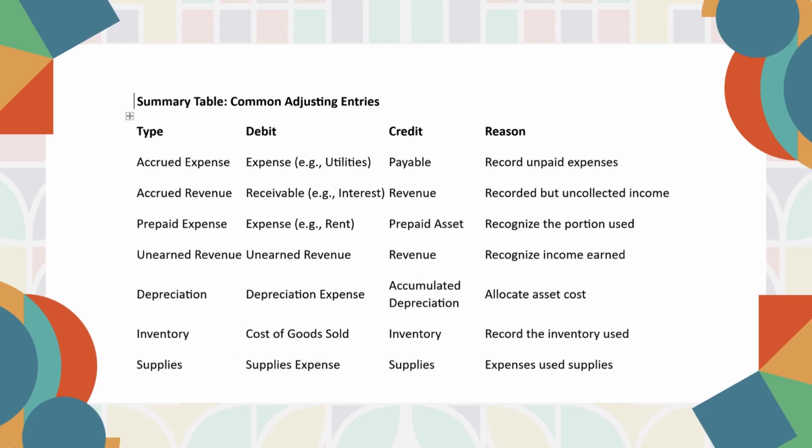Summary table, common adjusting entries: type, debit, credit, reason. Accrued expense, e.g. utilities payable, record unpaid expenses. Accrued revenue, receivable, e.g. interest revenue, recorded but uncollected income. Prepaid expense, rent, prepaid asset, recognize the portion used. Unearned revenue, revenue, recognize income earned. Depreciation expense, accumulated depreciation, allocate asset cost. Inventory, cost of goods sold, record the inventory used. Supplies expense, supplies, used supplies.